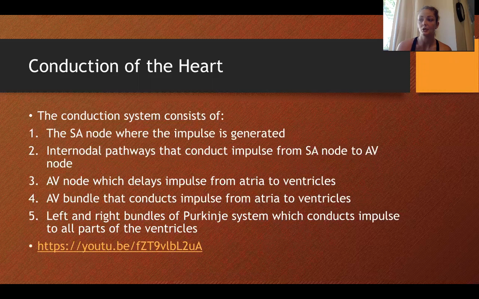The second is the internodal pathways, which conduct the impulse from the SA node to the AV node, or the atrioventricular node. The third is the atrioventricular node, where the impulse from the atria is delayed before passing to the ventricles. The fourth is the AV bundle, which conducts the impulse from the atria to the ventricles. The fifth is the left and right bundle branches, or bundles of the Purkinje fibers, which conduct the impulses to all the parts of the ventricles. There's a YouTube video attached that will help understand, that can be watched at another time.